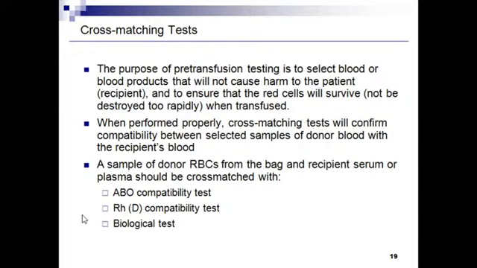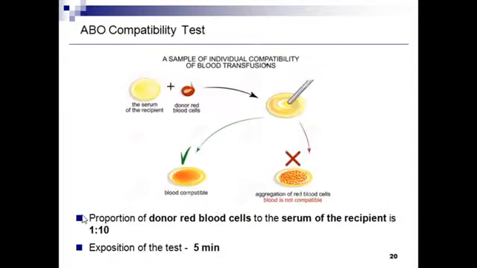When the test is performed properly, the cross-matching tests will confirm compatibility between selected samples of donor blood and the recipient's blood. A sample of donor RBCs from the bag and recipient serum or plasma should be cross-matched with ABO compatibility test, RH compatibility test, and biological test.